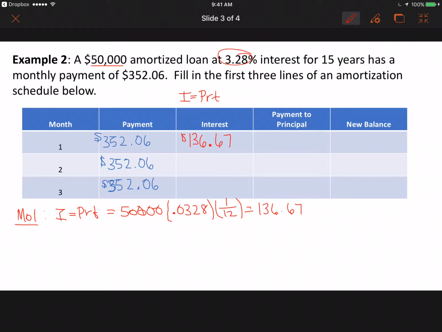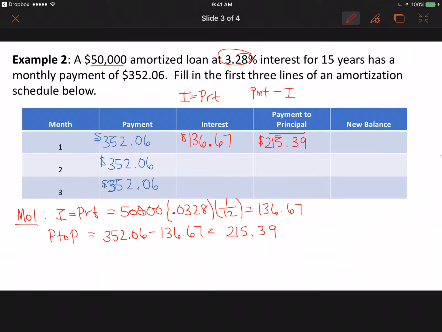Now when you pay your loan, you pay this $352.06, and they're first going to take out the interest. So they're going to take out $136.67 to pay for the interest. What's left of your payment goes towards principal. So your payment to principal is always your payment minus interest. In this case, my payment to principal is $352.06 minus 136.67. Type that into your calculator, and you should get 215.39. So $215.39 of that payment is going towards reducing the balance of your loan.